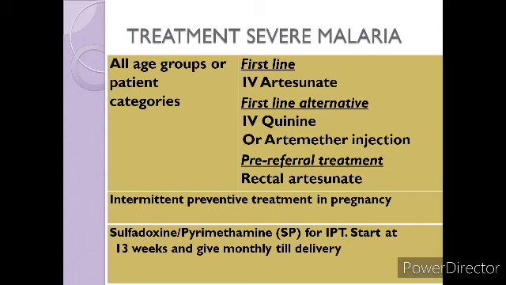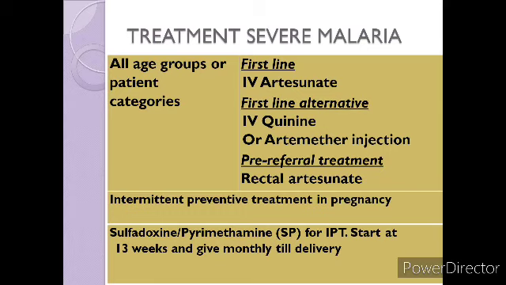Then first line alternative is IV quinine, where we give 10 milligrams per kg body weight. Or artemether injection, where we give the first loading dose 3.2 milligrams per kg body weight, or D. Then the other remaining doses we give 1.6 milligrams per kg body weight, or D, for 3 days, those will be 3 doses a total until the patient can take oral medication.